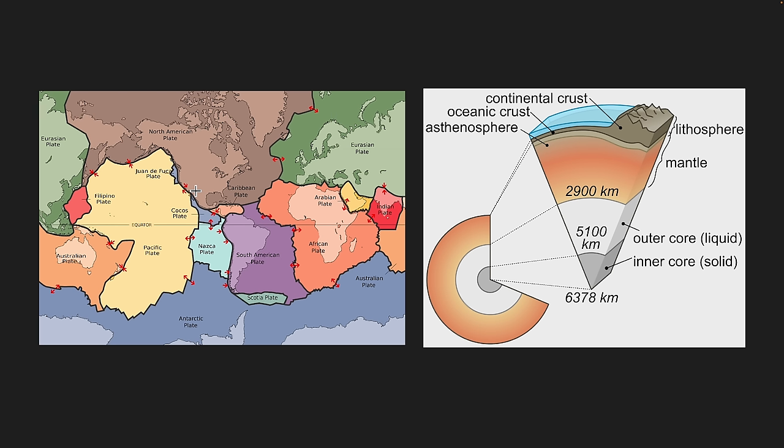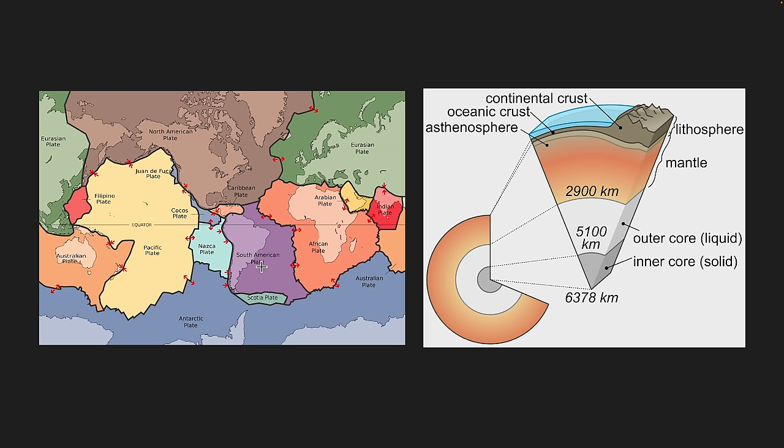So let's start there. There's basically three types of boundary. You have convergent boundaries, divergent boundaries, and transform boundaries. Convergent boundaries are boundaries like, for example, the Nazca plate and the South American plate, that boundary here, where both plates are moving into one another. The Nazca plate here is traveling east and the South American plate is traveling west. They are converging on one another.